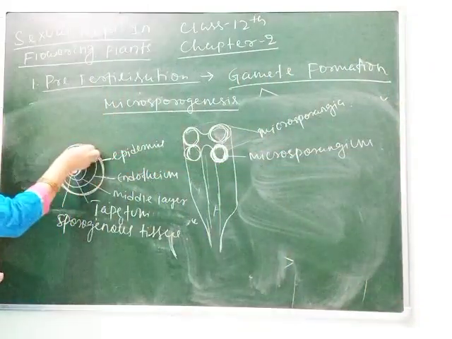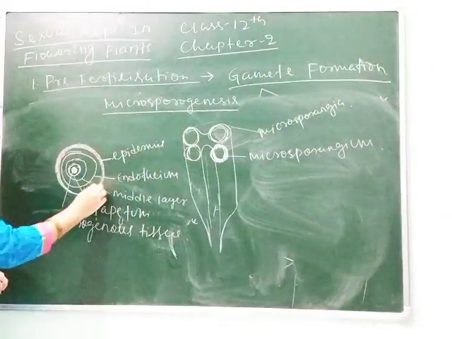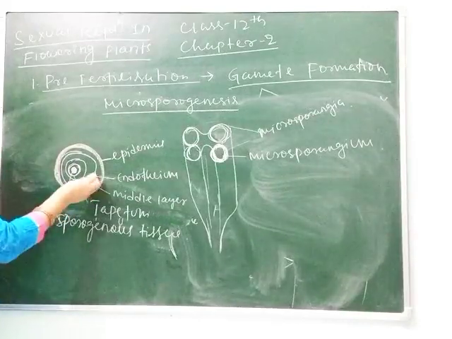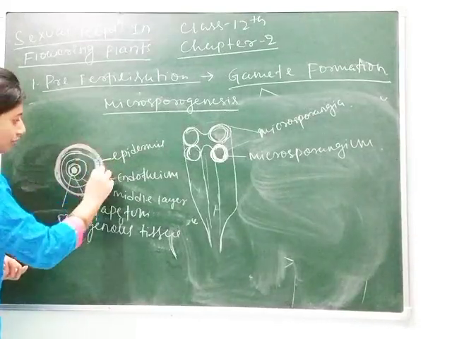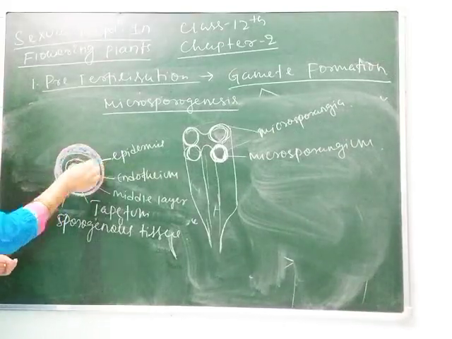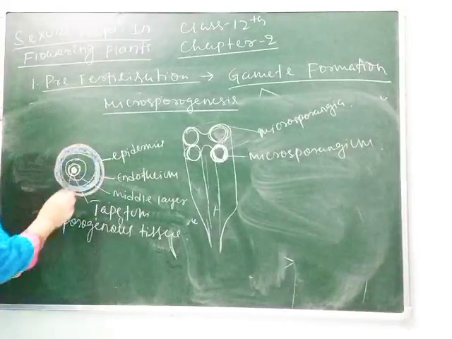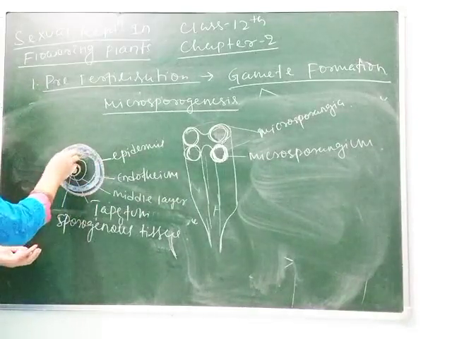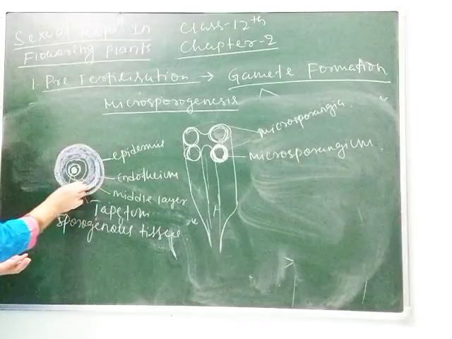Okay, you can see this layer is called the epidermis. Just below the epidermis is the endothecium. This layer is called the endothecium. Next, below the endothecium, there is a middle layer or mesothecium.